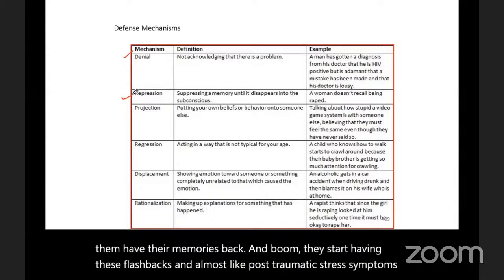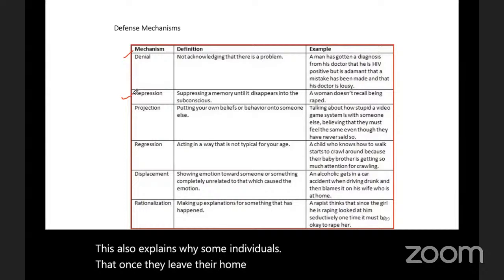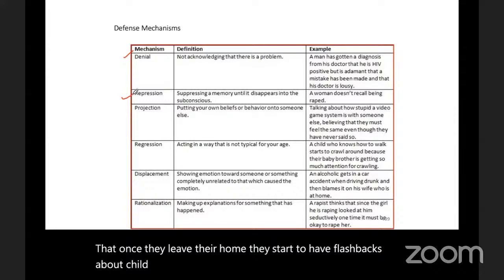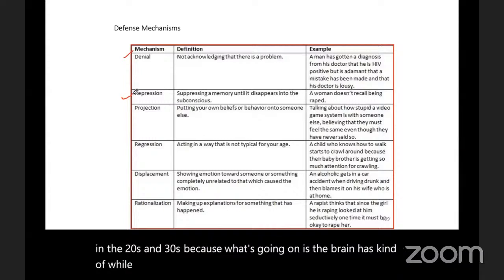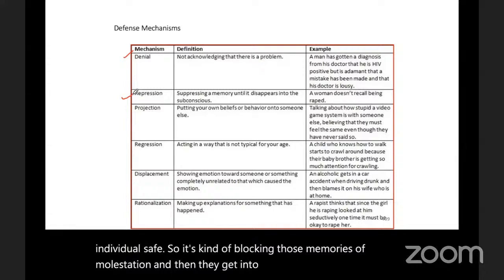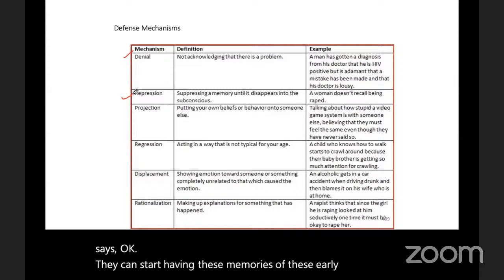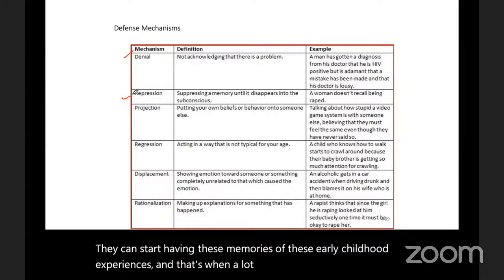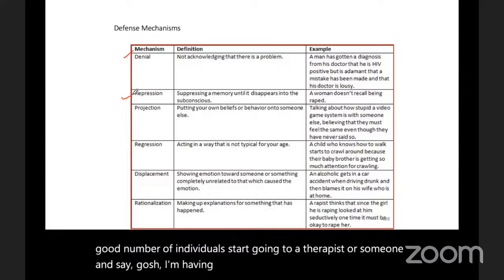Okay. This also explains why some individuals, once they leave their home, start to have flashbacks about child molestation. And usually this will happen in the 20s and 30s. Because what's going on is the brain, while they're in that home environment, is trying to keep the individual safe. So it's kind of blocking those memories of molestation. And then they get into that safe environment and it says, okay, they can start having these memories of these early childhood experiences. And that's when a good number of individuals start going to a therapist or someone and saying, gosh, I'm having these memories.